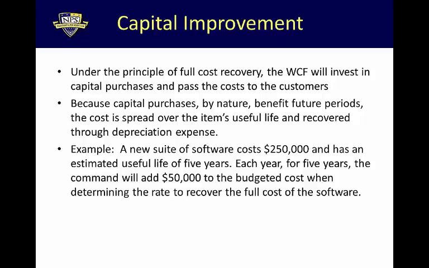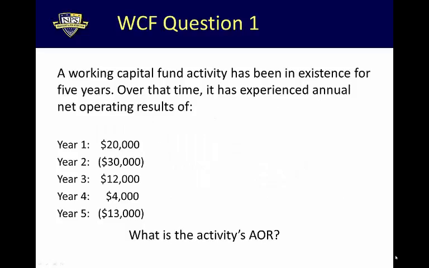Well, let's look at a couple of questions to review what we've covered here. Here's our first question. A working capital fund activity has been in existence for 5 years. Over that time, it has experienced annual net operating results as follows. I'll give you a few minutes to figure out what is the activity's current accumulated operating result.